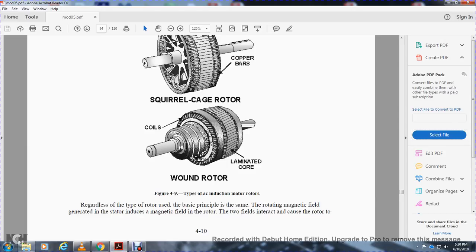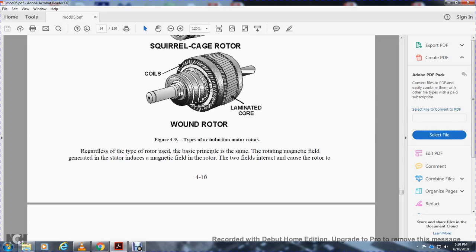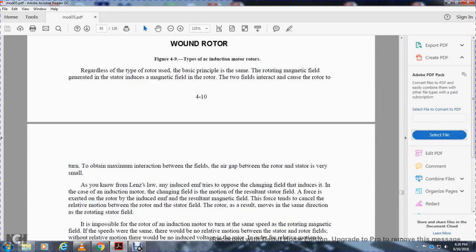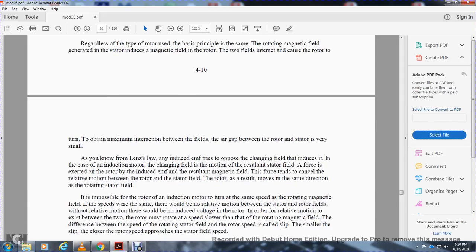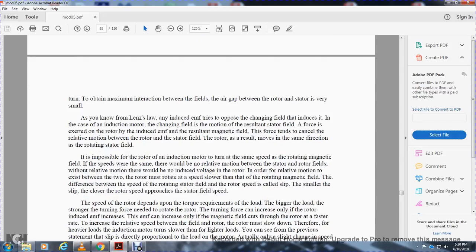Regardless of the type of rotor, the basic principle is the same. The rotating magnetic field generated by the stator induces a magnetic field in the rotor. The two fields interact and cause the rotor to turn. To obtain maximum interaction between the fields, the air gap between the rotor and stator is very small. As you know, Lenz's law says the induced EMF tries to oppose the changing field that induces it. In this case, the changing field is the motion of the resultant stator field, and a force is exerted on the rotor, inducing an EMF from the resultant magnetic field.